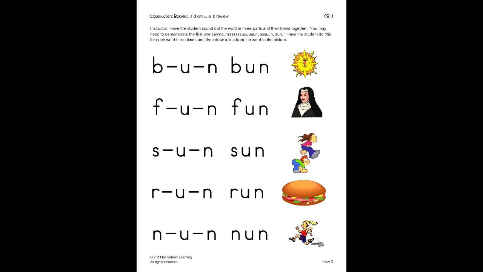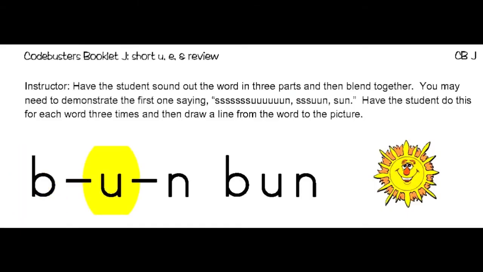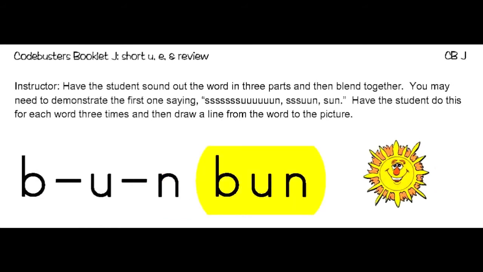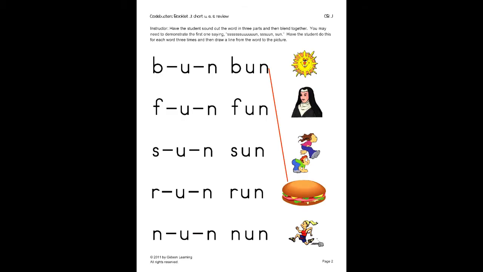Have the student sound out the word in 3 parts, and then blend the sounds together. You may need to demonstrate the first word for the student by saying b, u, n, bun, bun. Have the student do this for each word 3 times, and then draw a line from the word to the matching picture.